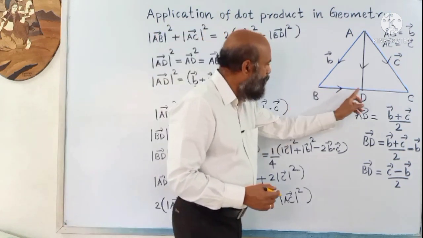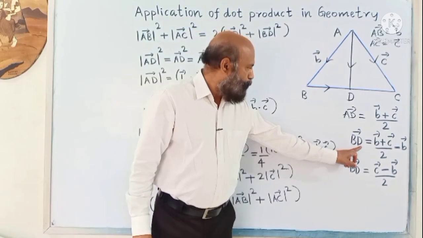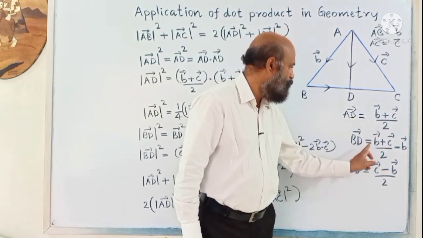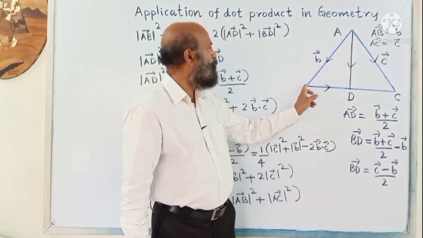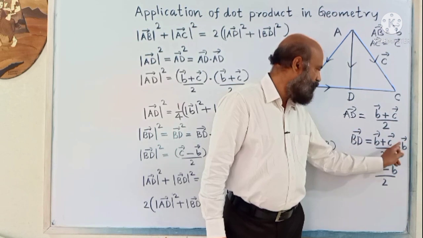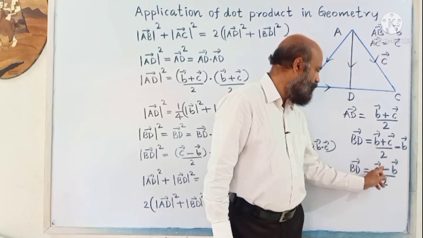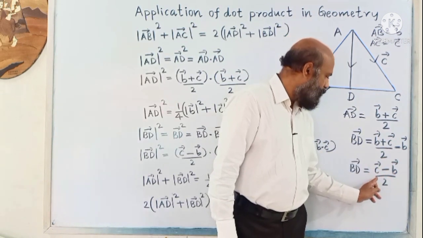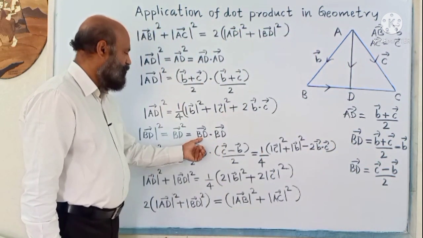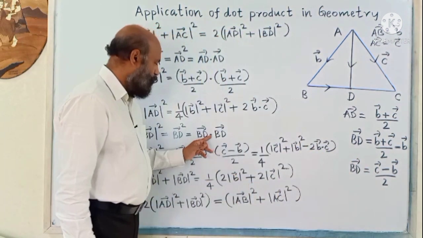Then we have to get BD vector. We know the position vector of D and position vector of B. Position vector of D is B vector plus C vector by 2 minus position vector of B. Position vector of B is B vector. Now 2 into B vector is 2B vector. So B vector minus 2 times B vector is minus B vector. So it can be written as C vector minus B vector by 2. So for this BD vector, we can write C vector minus B vector by 2, then dot again BD vector.